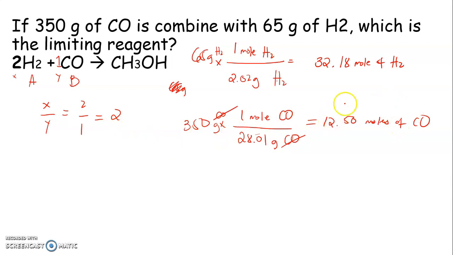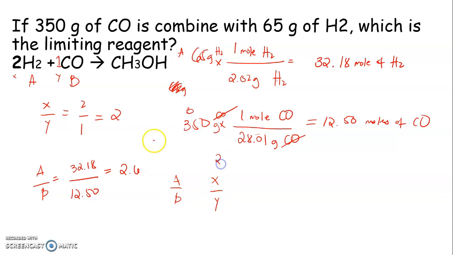Now let's try to divide these two. This will be A, remember A, and this will be B. For comparison, A divided by B is going to be 32.18 divided by 12.50, which is going to be 2.6. Now, which is greater, A over B or X over Y? This is 2, this is 2.6. Of course, 2.6 is greater.